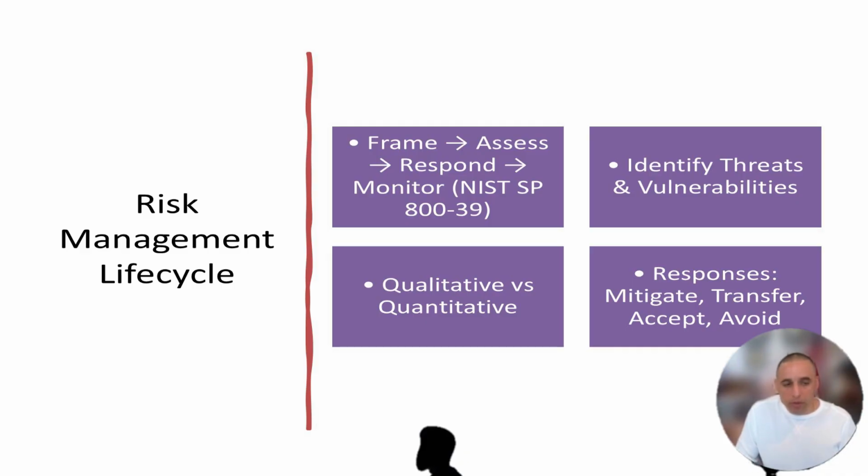Once risks are assessed, organizations choose a response. Mitigate: implement controls to reduce risk. Transfer: shift risk to another party, such as through insurance. Accept: acknowledge the risk and take no further action, often for low-impact risks. Avoid: change plans or processes to eliminate the risk entirely.